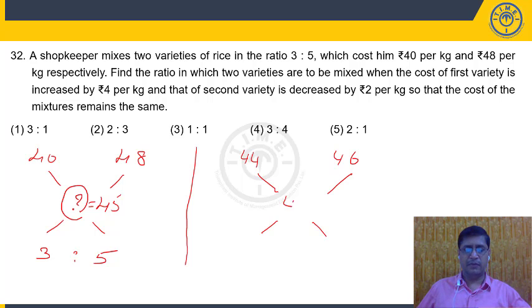When you take this 45 as the middle part, the mixture part remains the same. So what is the ratio? Ratio here is 1:1. 1:1 means the right choice, option 3. Third choice is the right choice.